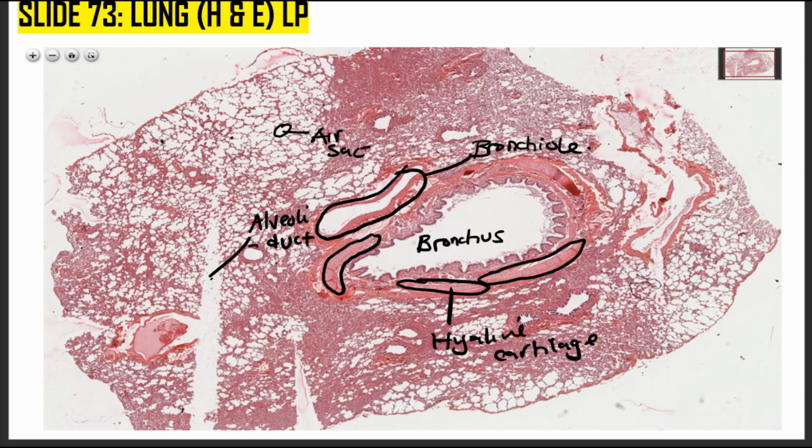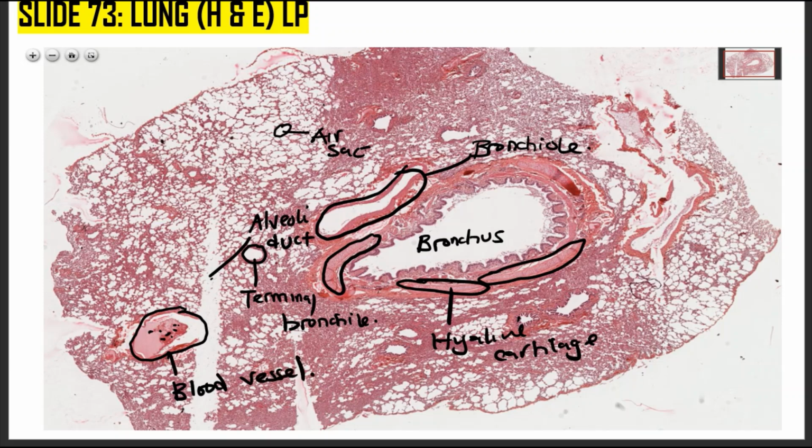This one that is small here is a terminal bronchiole. Okay, that's a terminal bronchiole. So now, this is just an outline at low power of how a lung looks like. What about this? This is the blood vessel. How do you know? Because there is blood inside here.